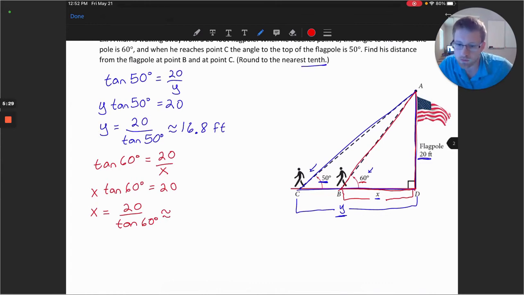And again, we'll go to evaluate this in our calculator in terms of degrees. If we go to find this, we'll find that this is going to be 11.5 feet if we round to the 10th place.